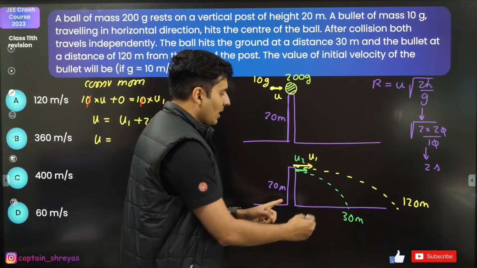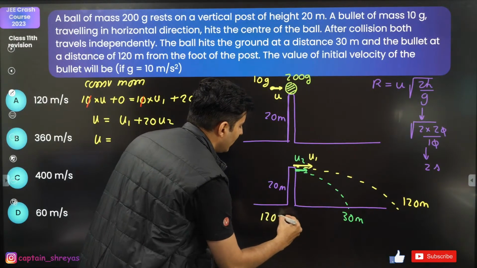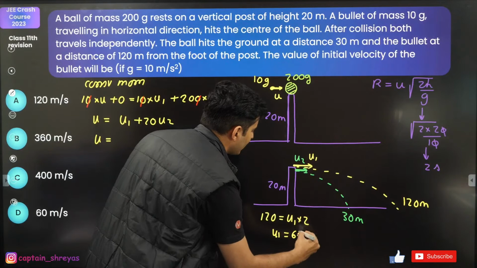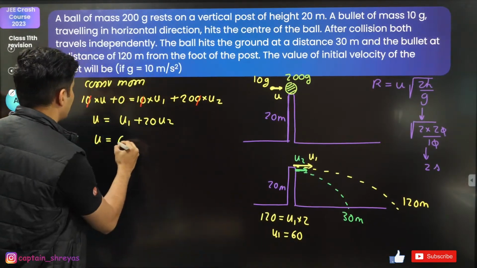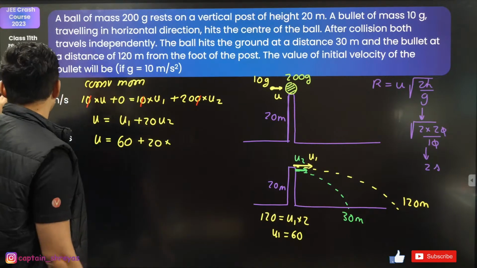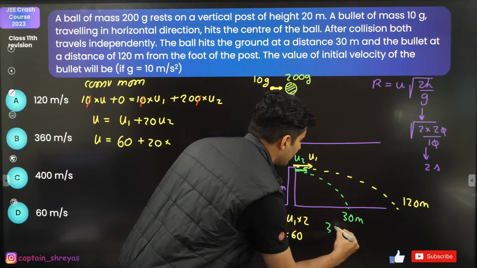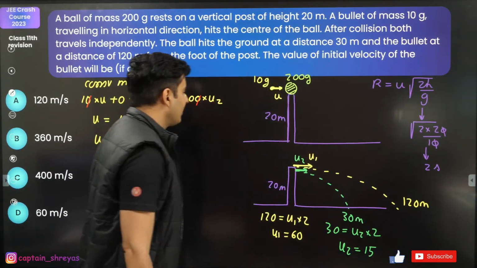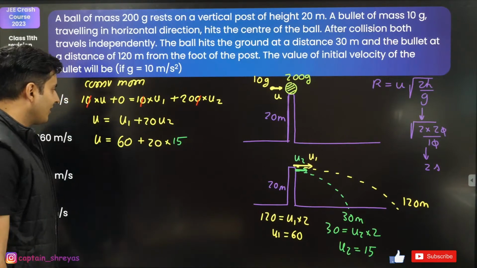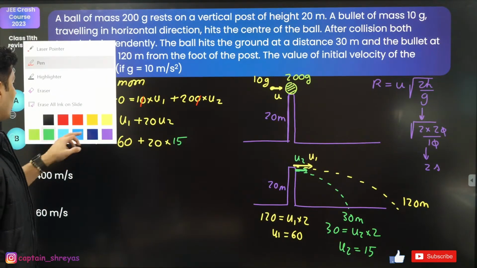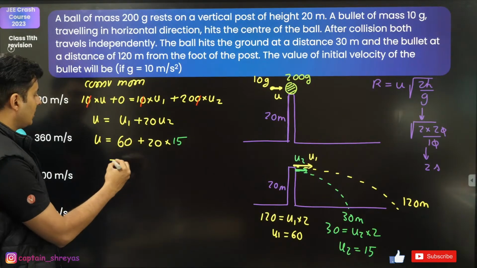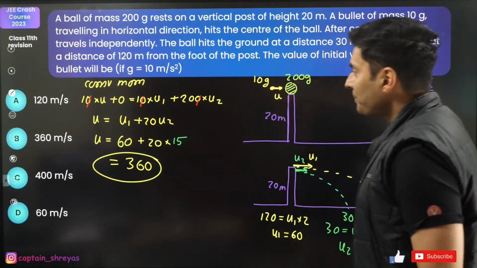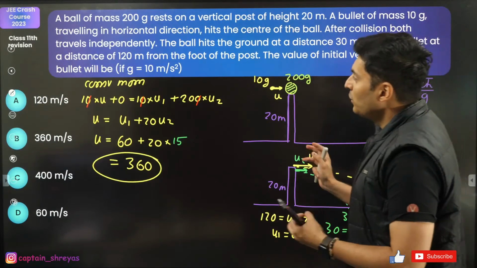How? Observe. For u1, the range is 120. So 120 is equal to u1 into time. So u1 will be basically 60. So I'll just put u1 as 60 over here. Plus 20 multiplied by, for u2, range is 30, is u2 into time. So u2 will be just basically 15. So just put 15 over here. I think my job is done. Just check it out. What is the final answer? 20 times 15 is 300, plus 60, so this will be 360. Check it out. If the answer is 360. Yes, it is. Beautiful question.